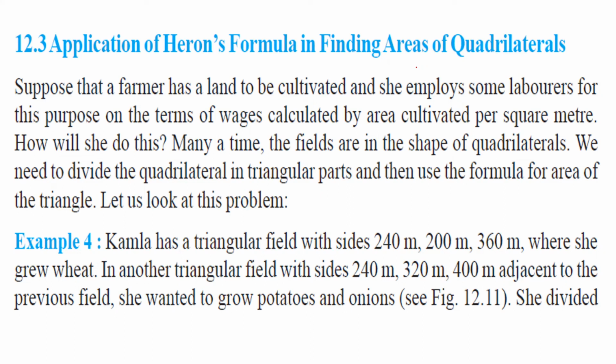Now, application of Heron's formula to find the area of quadrilaterals. Quadrilaterals can be seen as two triangles if you draw a diagonal. Suppose that a farmer has a land to be cultivated, and she employs some laborers for this purpose on terms of wages calculated by area cultivated per square meter. How will she do this? Many a time the fields are in the shape of quadrilaterals. So how to devise a way to find out the area? A quadrilateral can be divided into triangular parts, and then we can use the formula for computing the area.